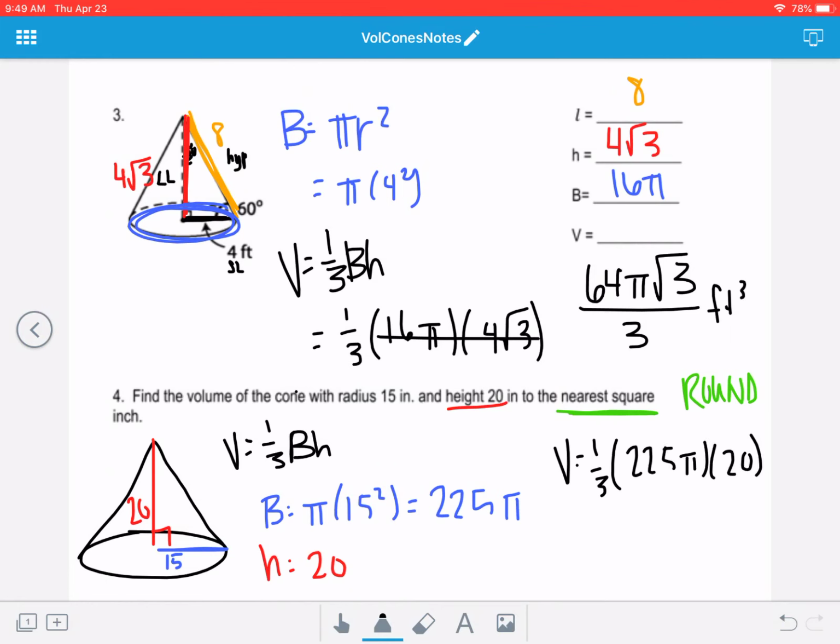And it says to round that to the nearest, not square inch, it should say cubic inch because it's volume. Cubic inch. So 225 pi times 20 divided by 3 gives me about 4,712 inches cubed.